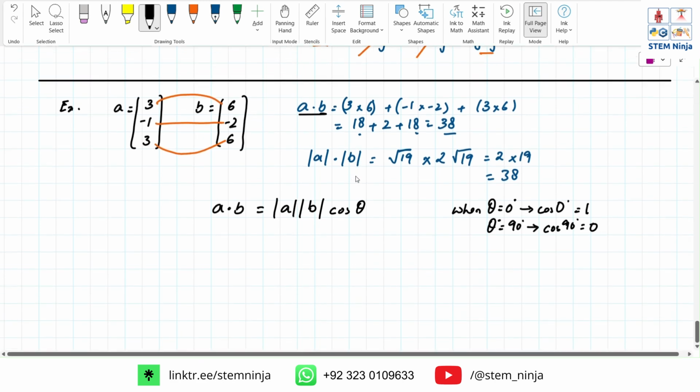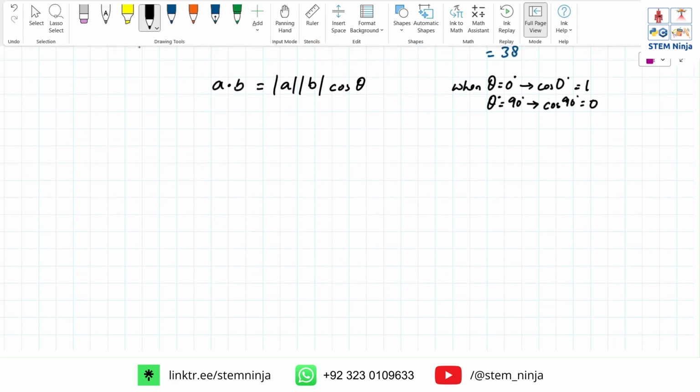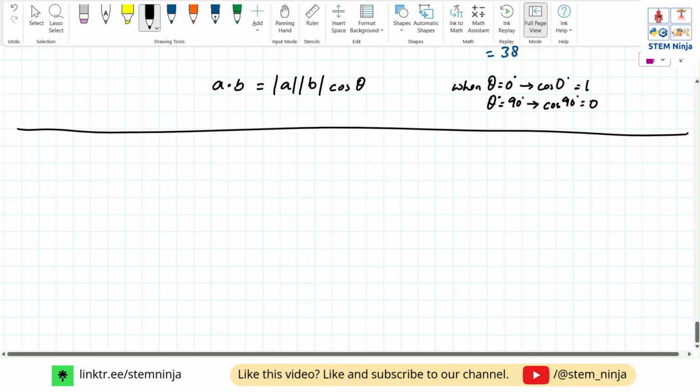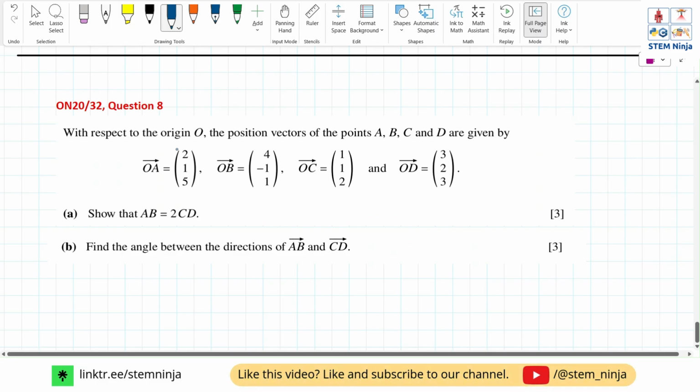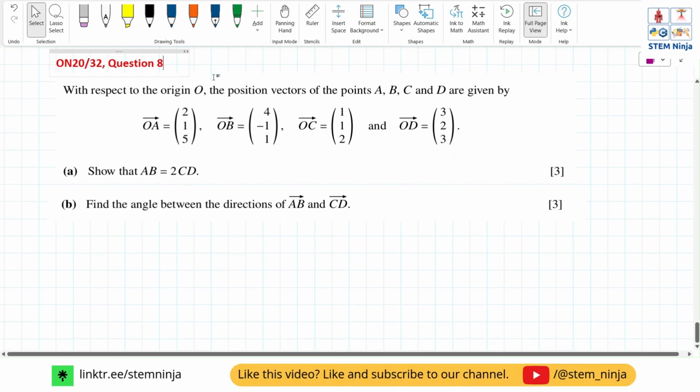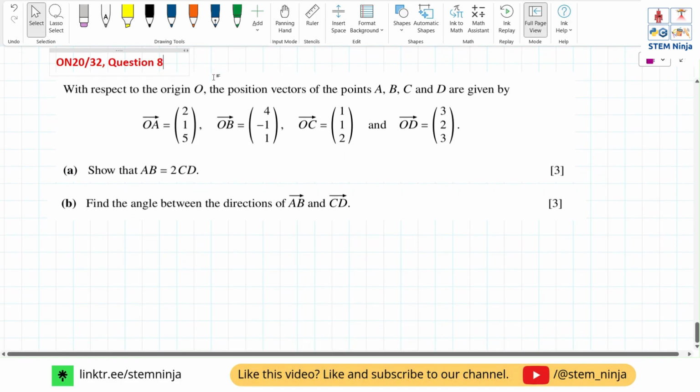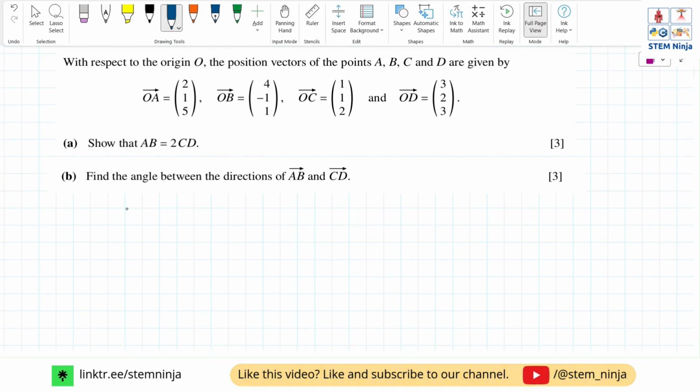Now let's see some past paper question examples to practice this concept. Okay, now let's look at this. With respect to the origin O, the position vectors of points A, B, C, and D are given by these. Show that AB is equal to 2 times CD. So first thing we can do, we know how to find AB now using position vectors. So AB is going to be OB minus OA.